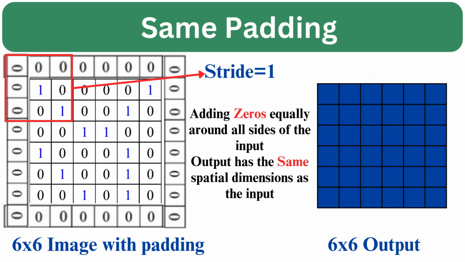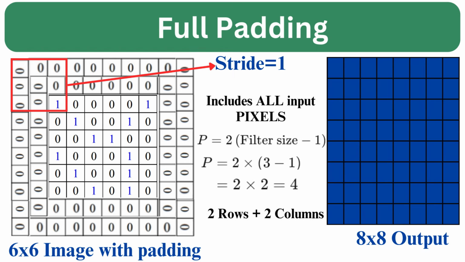There's one more type that is called full padding. In full padding, your filter will visit each pixel value of the image the same number of times. In full padding, there is a possibility that we have more than one borders of zeros. For example, you can see that in this example, we have two borders. So there is a formula to calculate how many borders to be required for full padding.